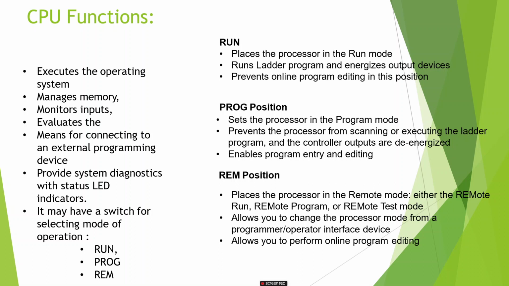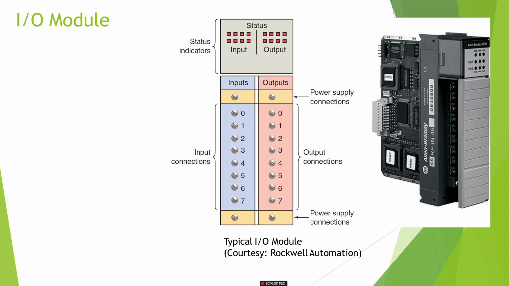Next mode is program mode. It prevents the processor from scanning or executing the ladder diagram, and the controller outputs are de-energized. In this program mode, you can edit or enter the ladder logic program. Then the third mode is remote mode. In the remote mode, you can change the processor mode from a programmer or operator interface device, and it allows you to perform online program editing.